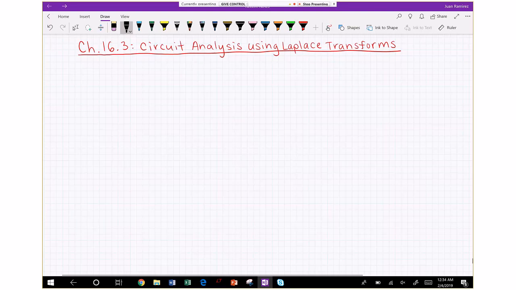Hey class, this is Juan Ramirez with EE2715, Linear Circuits 2, Transients. Today we're going to cover how to analyze a circuit using Laplace transforms.